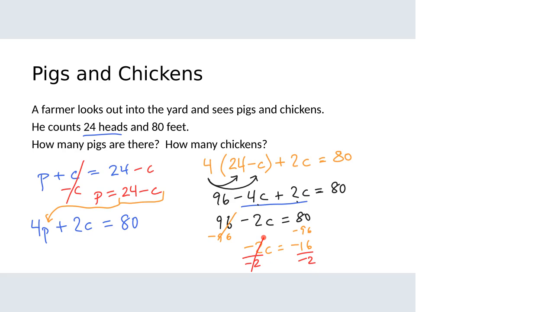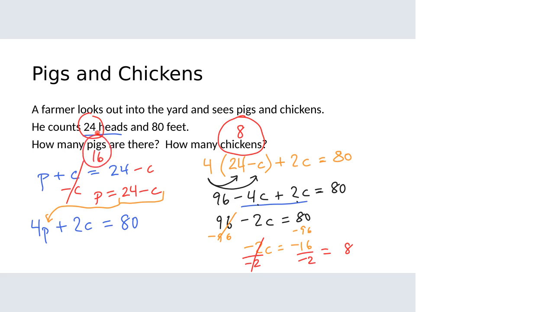C is equal to 8. So I just found out that there are 8 chickens. And then if there's 24 animals altogether, we could kind of do it in our head. There's 8 chickens, there must be 16 pigs.